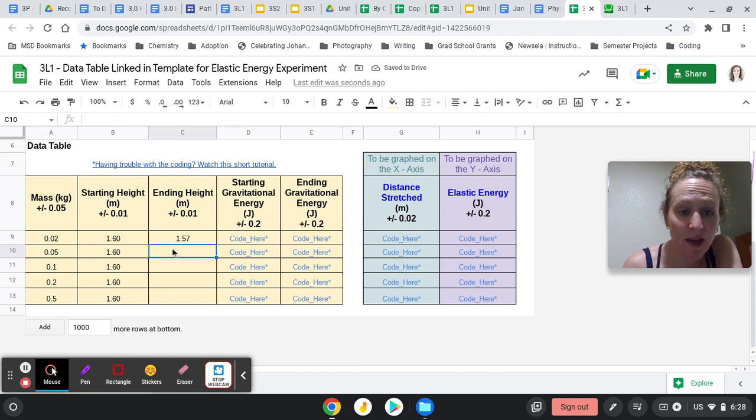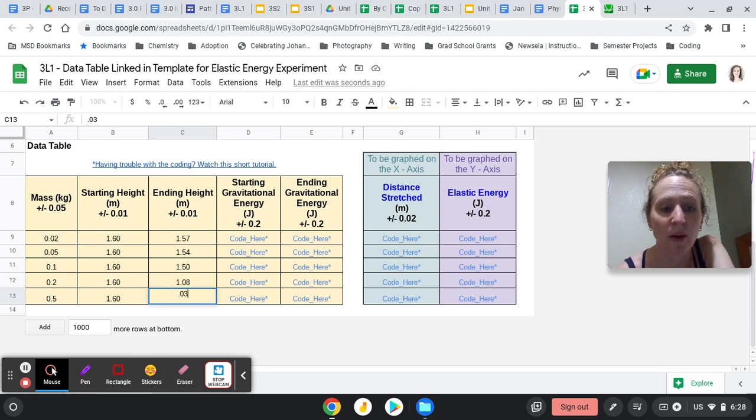Okay, now we can type in our ending heights. The 50 gram was 1.54, 100 was 1.50, 200 was 1.08, and the 500 gram was 3 centimeters off the floor, or 0.03 meters. Okay, so notice that's all the data that I collected from the video, but none of the other boxes filled in, and that's because we need to code those boxes. So let's go ahead and do that.